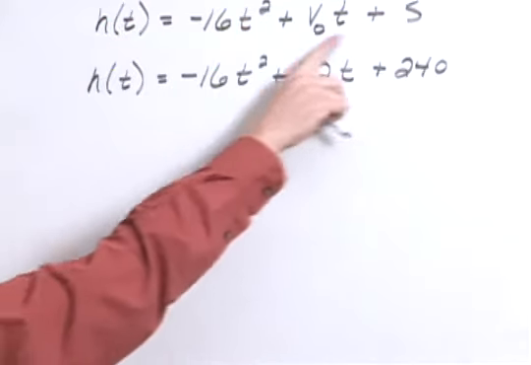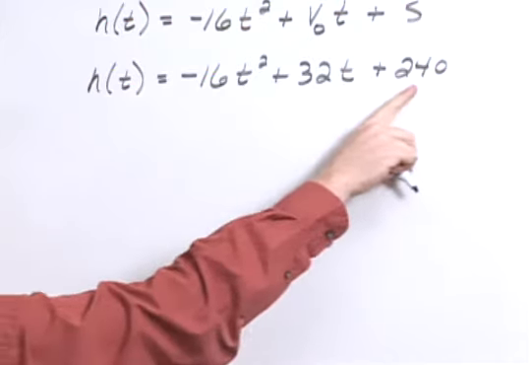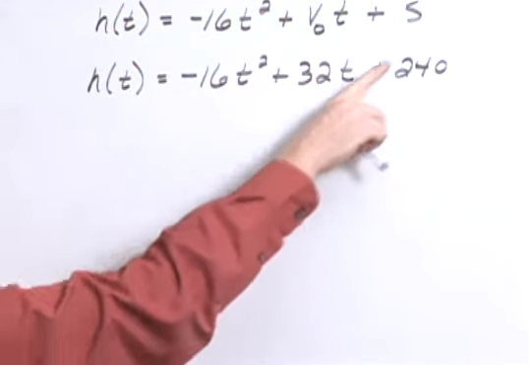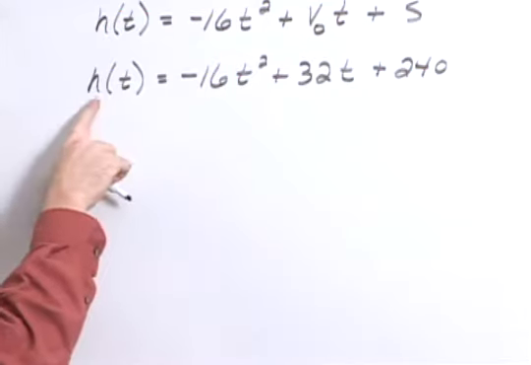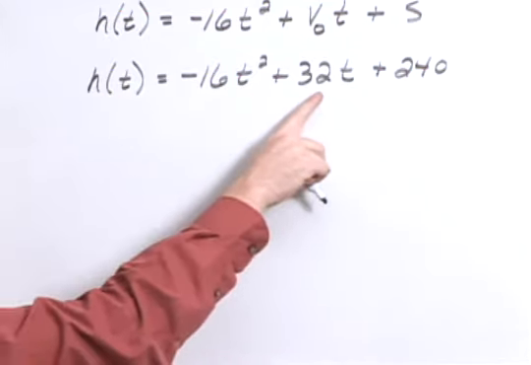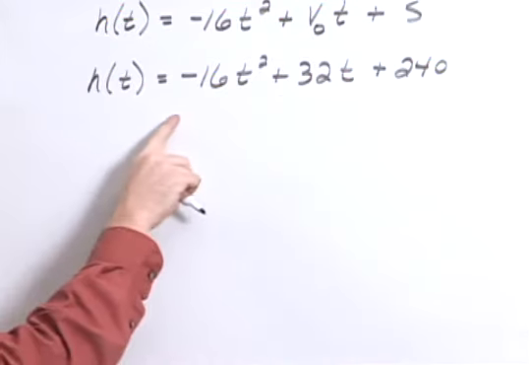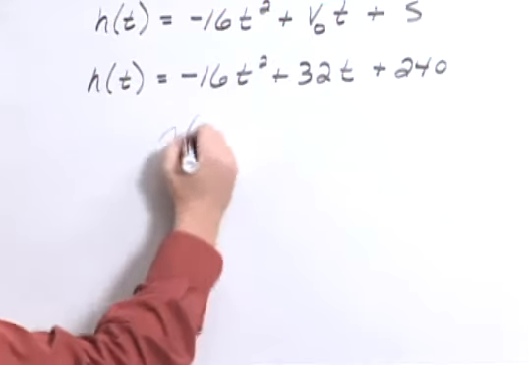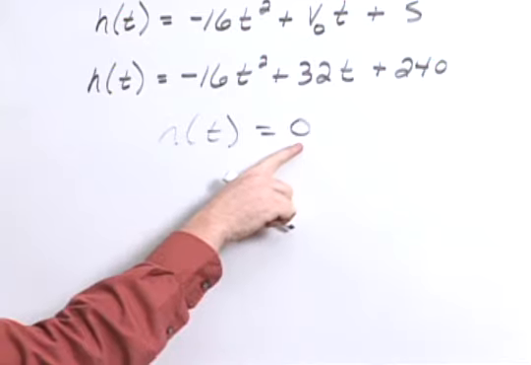We have our function that was provided, and we can rewrite it using the information in our problem. The initial velocity was 32, and the height above the beach was 240. So our new function would be h of t equals negative 16t squared plus 32t plus 240. Since A asks when will it land on the beach, that means when would the height be 0?